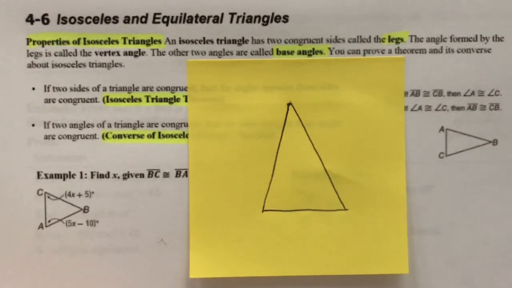Today's lesson is in chapter 4. It's about isosceles and equilateral triangles. 4-6, isosceles and equilateral triangles. And this first video is going to focus on isosceles triangles.